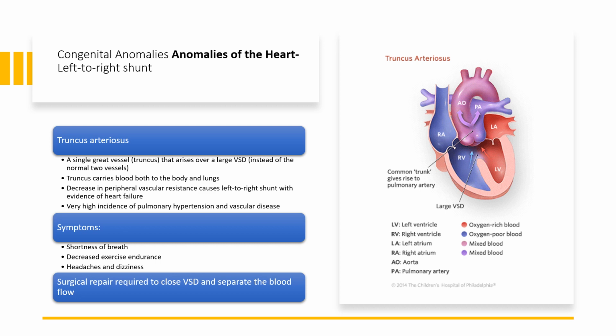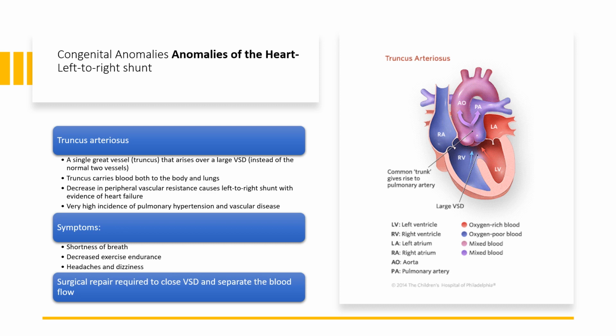Truncus arteriosus: a single great vessel that arises over a large VSD instead of the normal two vessels. Not fantastic, as we can see here. Basically what happens is the pulmonary arteries and the aorta mix together. They have this big ventricular septal defect. The blood then flows up into this giant vessel, and then it just kind of splits. So they're getting unoxygenated blood to the body somewhat and to the lungs as well. And then when the pulmonary veins come back to the left atria, it goes down. And so they just are a bit cyanotic.